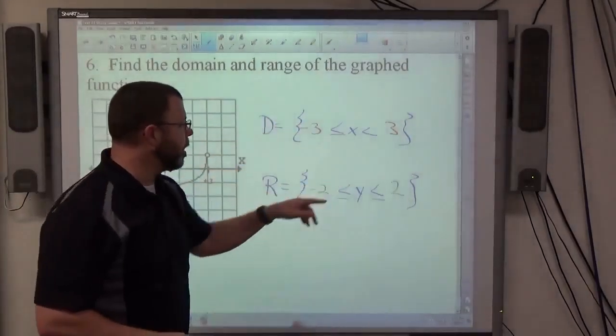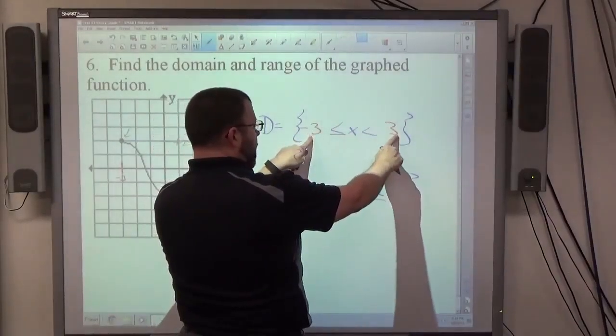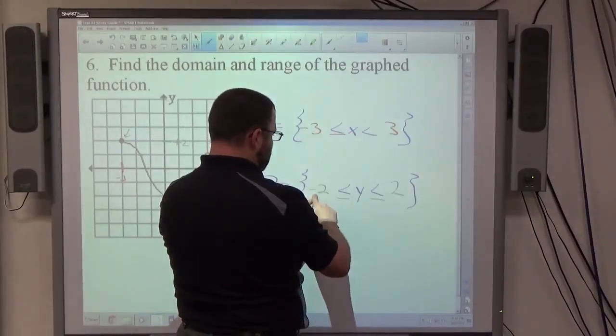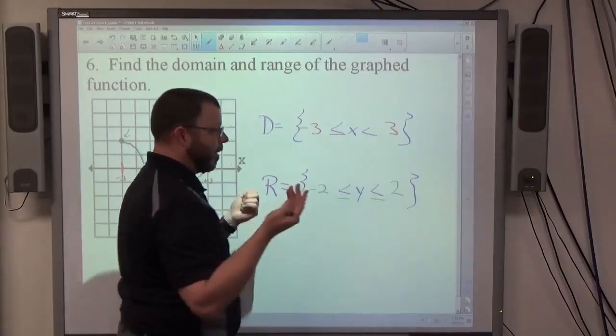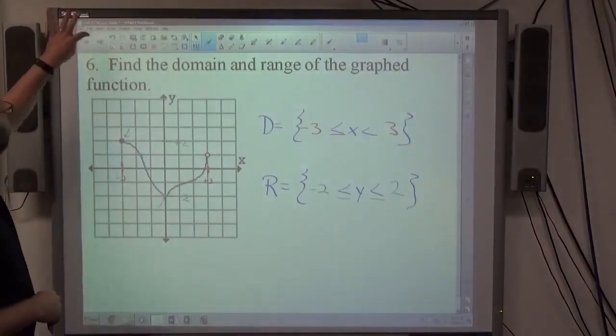Domain's about x, range is about y. Smallest, biggest x, equals to or not. Smallest, biggest y, equals to or not. And that's what you have to figure out on those.